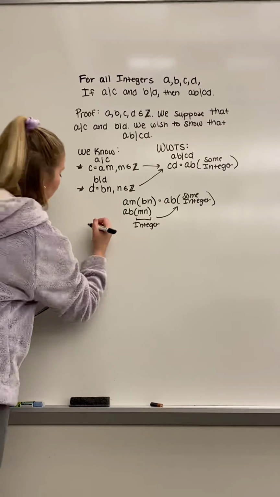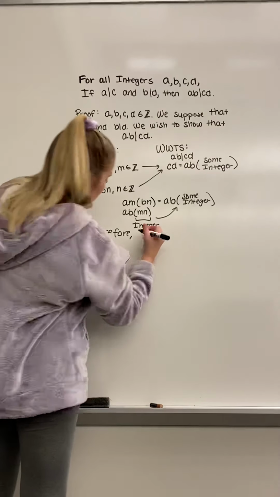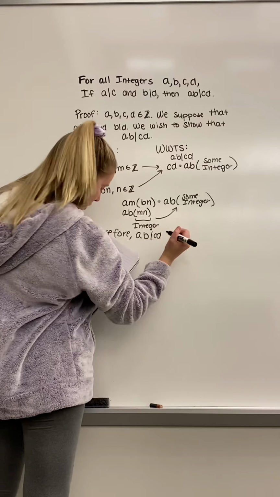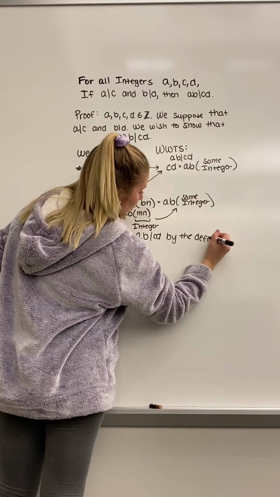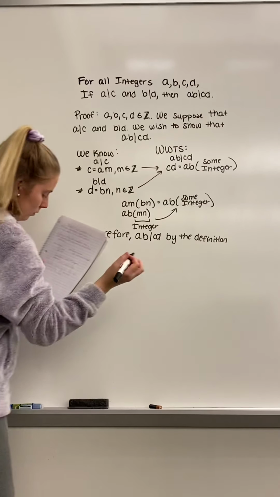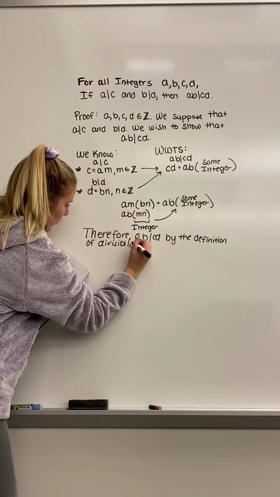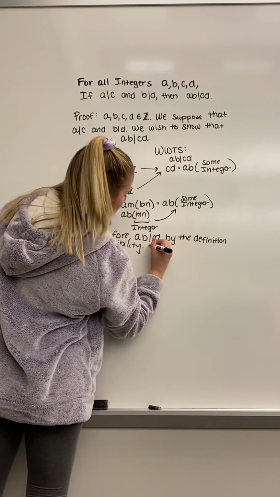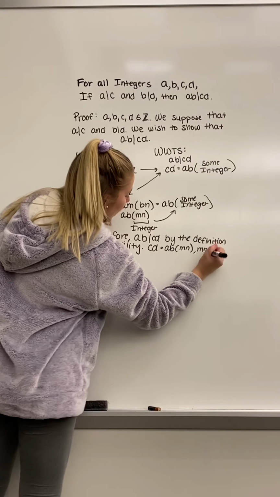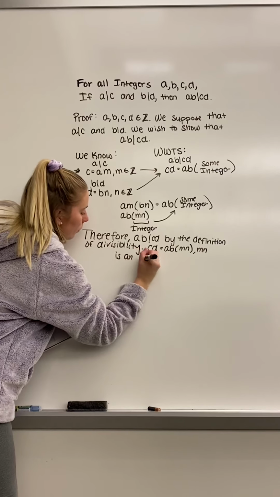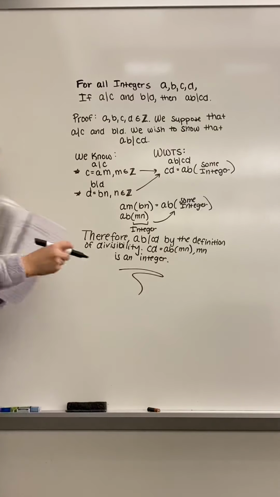So, therefore, a times b divides c times d by the definition of divisibility: c times d is equal to a times b times m times n, where m times n is an integer. And that is my oral assessment.